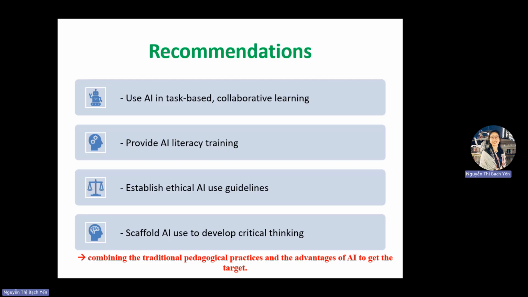There are 4 recommendations. The first one, teachers and students should use AI in task-based collaborative learning. It means we still keep the tradition and we should adapt the new one. Teachers should provide AI literacy training. It means workshops, and the school can do this better than the teacher. The school should organize some workshops to train students the way to apply AI efficiently and professionally.